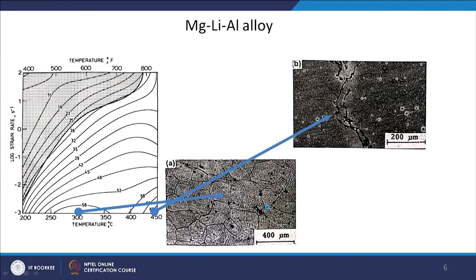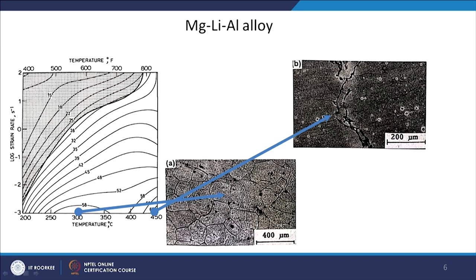Another example, microstructure and how processing maps are validated. This is one region where you have high efficiency, again a very nice recrystallized equiaxed microstructure. Of course, the grain size is large. This is again a magnesium lithium alloy. Whereas if you see at higher temperatures, you can see some cracking at the grain boundary.